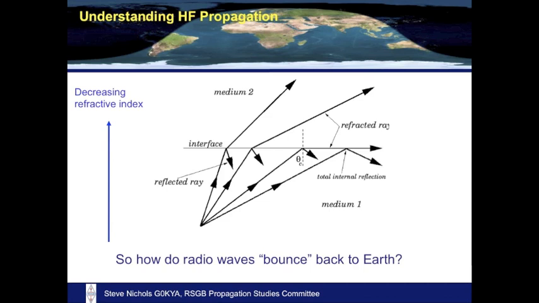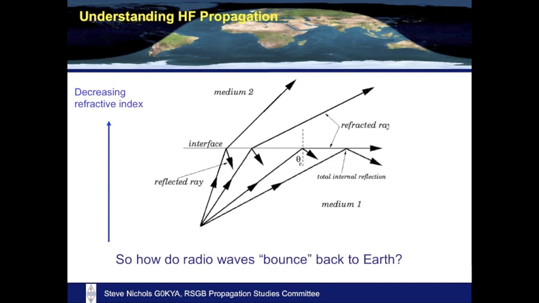But not all signals are going to be sent up at high angles. So how do we talk to people perhaps in the US or Australia or some other part of the world? Well, then the signals are going to go off from our station at a much, much lower angle. And as you can see here, as we increase altitude and enter the ionosphere, we have a decreasing refractive index with the ions that are up there. So waves that are sent at more oblique angles slowly get refracted back until they actually return back to Earth.